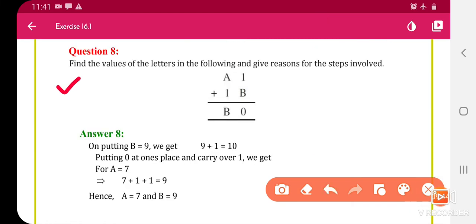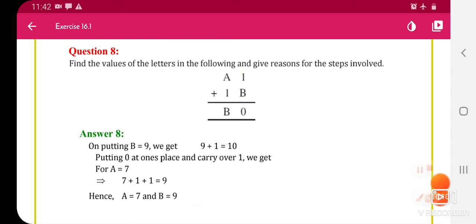Question number 8, same additions and we have to find the value of B and A. So on putting B equal 9, if we write 9 in place of B, then 9 and 1 is 10, here it will be 0, okay, and carry 1. Putting 0 at one's place, carry, we get for A equal 7. So 7 and 1 is 8 and carry 1 is 9. So A equals 7 and B equals 9.